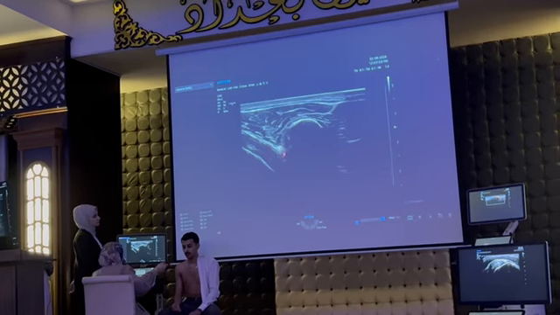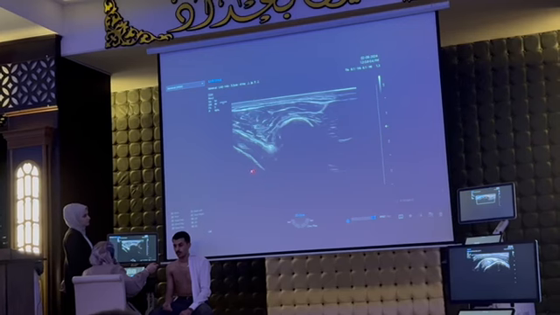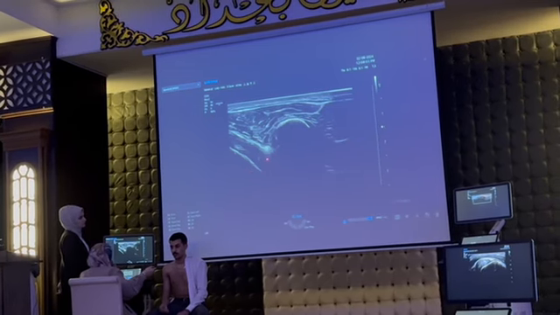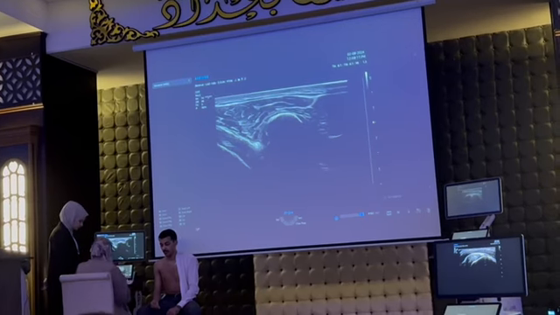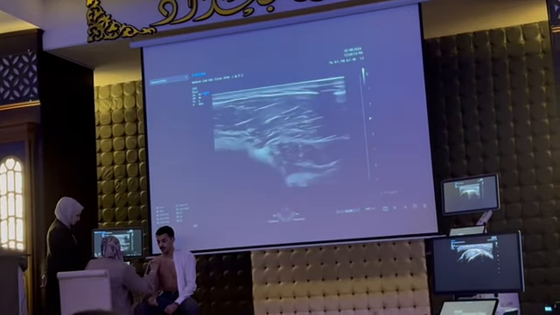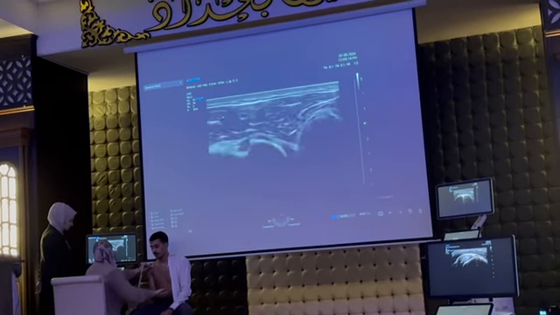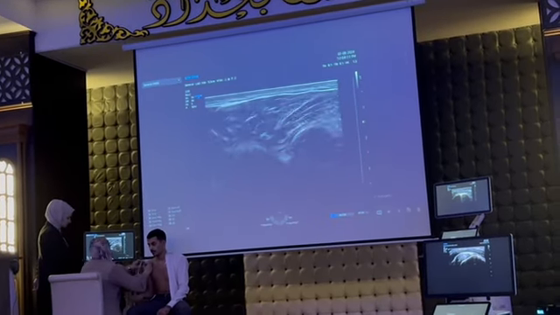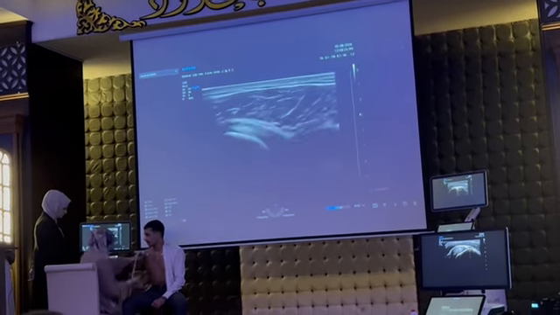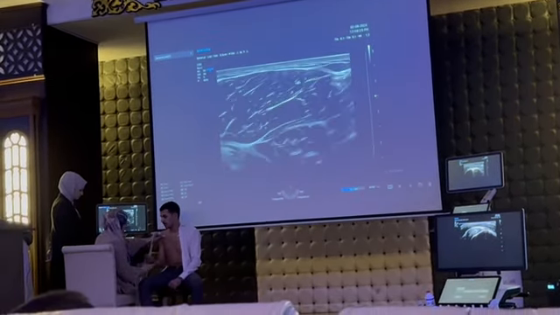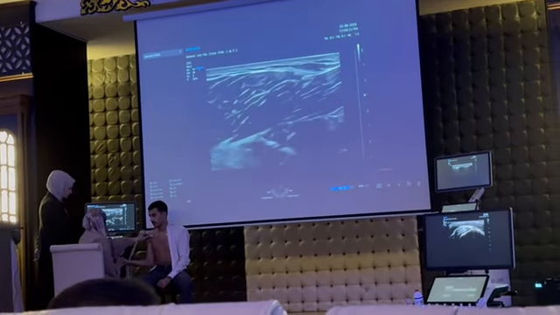Now I want to do examination of the subscapularis muscle. Its action is internal rotation. So I do against its action, I do external rotation. Patient to do internal and external rotation. This movement is internal rotation. This movement is external rotation.